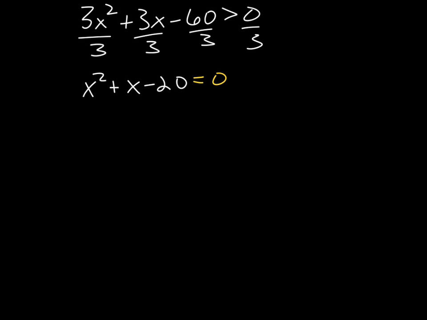The quadratic formula is great. This one factors, so I'm going to factor it. So 1 times negative 20 is negative 20. What are the factors of negative 20 that add to give you positive 1?